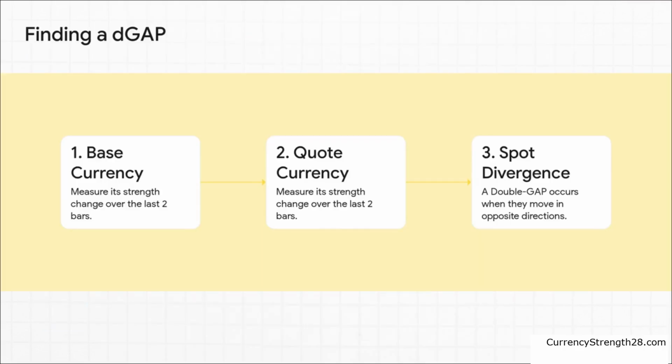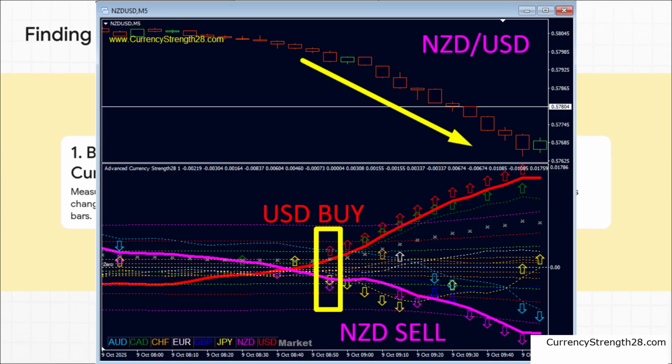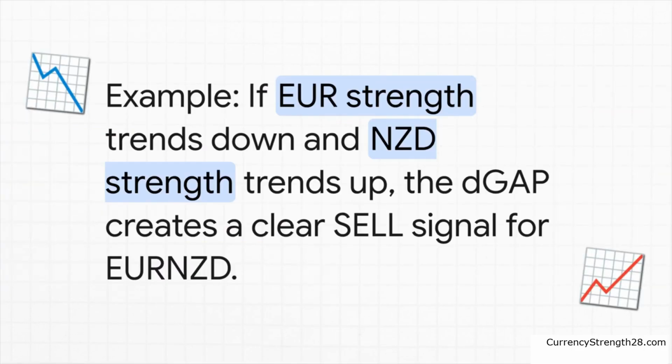Here's how you actually find it. The system calculates a strength value for each currency based on how it's doing against all the other majors. Then, we look at the change in that strength value over the last 2 periods, or bars. When one currency's strength is shooting up while its partner's is dropping fast, that powerful divergence, right there, is your double gap signal.